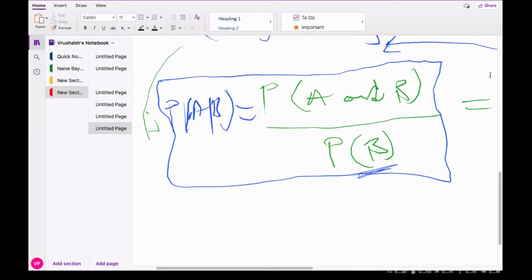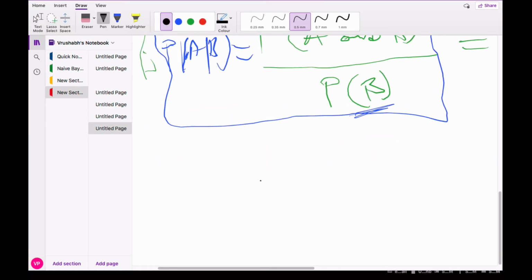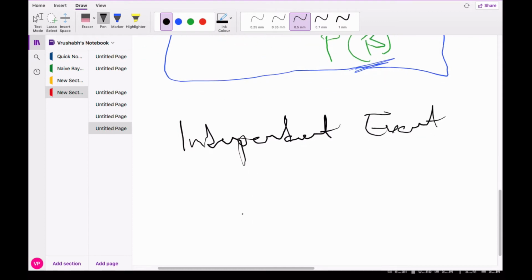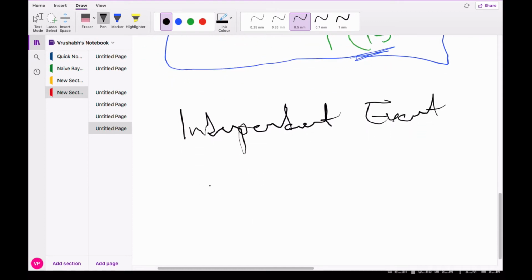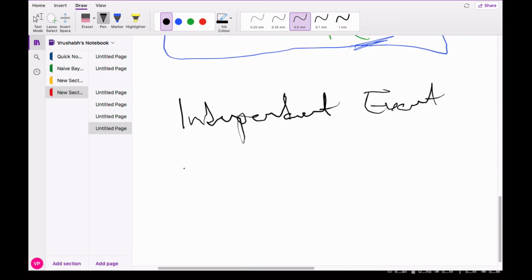Now let's say that we have independent events. Let's consider this independent event. Let's say that instead of one die, we have 2 dice. So we have dice A, and then we have dice B. Let's say we have two independent dice.